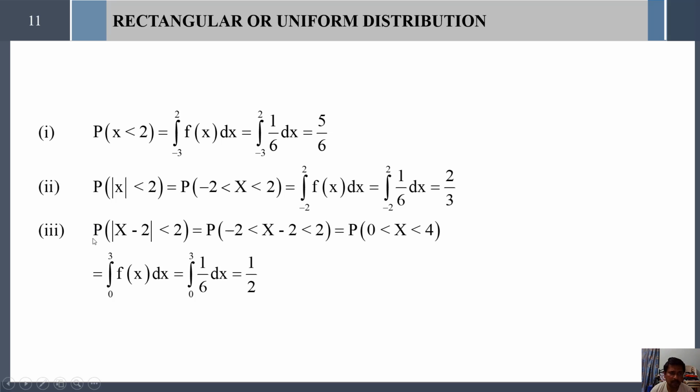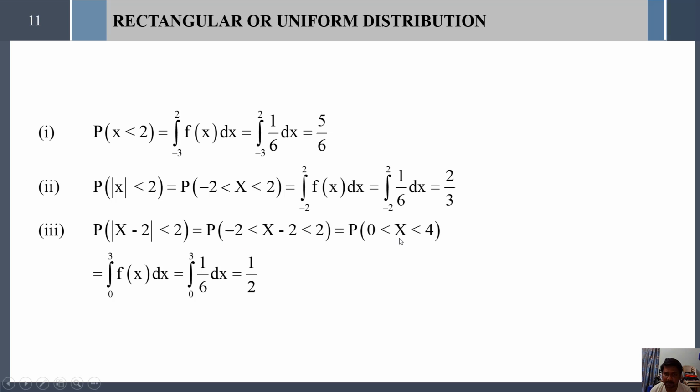And this problem, probability of modulus x minus 2 is less than 2. So within this modulus function we have x minus 2. Whatever the factor in the modulus function, that factor lies between minus of this term, minus of 2, and +2. Therefore this x minus 2 lies between -2 and +2. In order to eliminate this -2, you add +2 here, +2 here, and +2 here. So addition of 2's in every term yields 0 less than x less than 4.